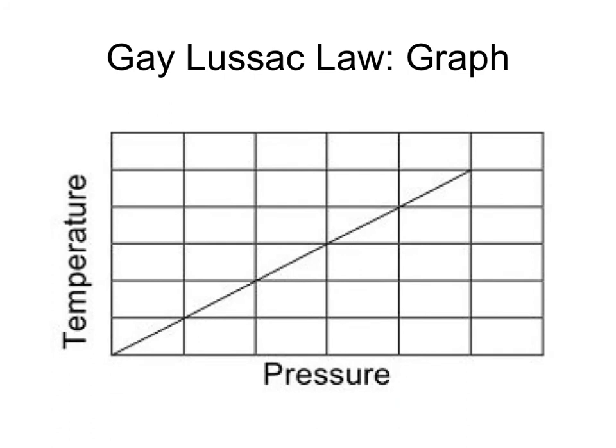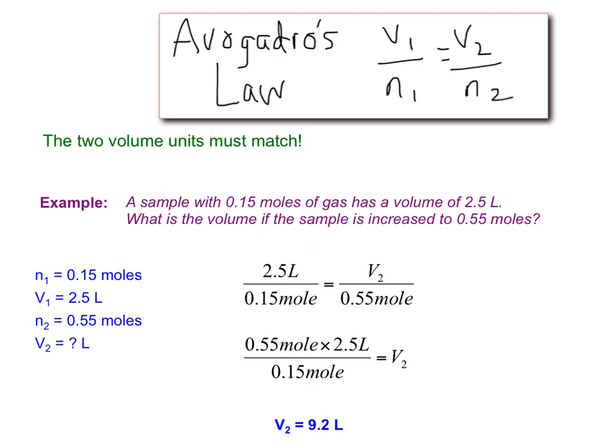This is a typical Gay-Lussac graph. Just like the Charles law graph, it's a directly proportional graph. If I pick 2 points on this straight line, you will see that as temperature increases, pressure is also increasing as well. The relationship between volume and moles can be described by Avogadro's law.